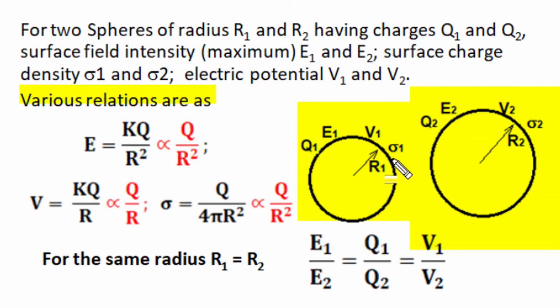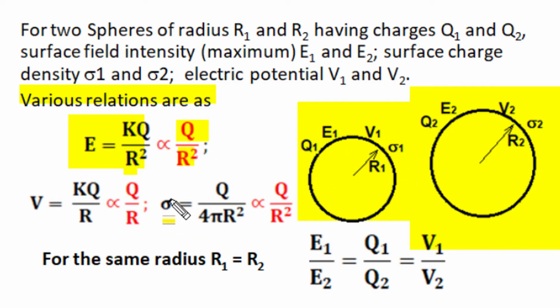An isolated charged conductor sphere acts like a point charge acting from its center. So over the surface having radius r, the spherical charge q produces an electric field on the surface equal to kq upon r square, and this relation clearly indicates that the strength of electric field is directly proportional to the amount of charge on the spherical surface and is inverse of the square of the radius of the sphere.